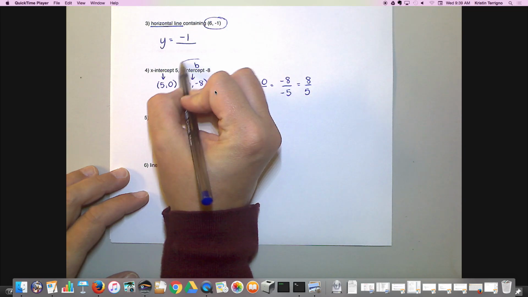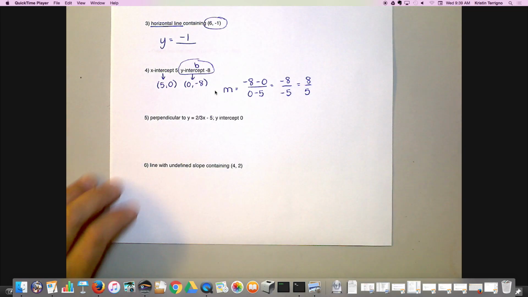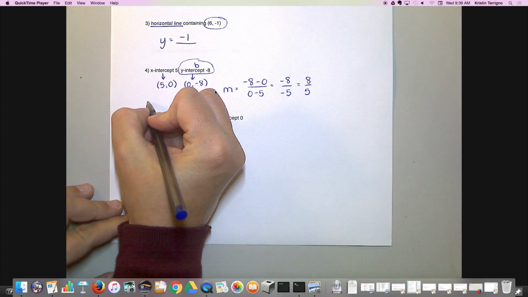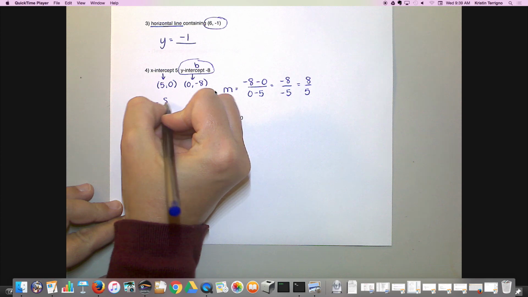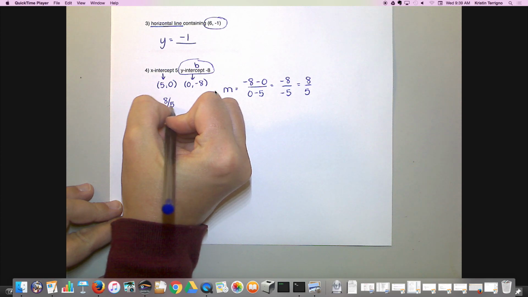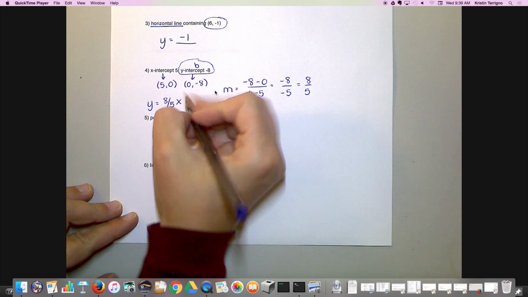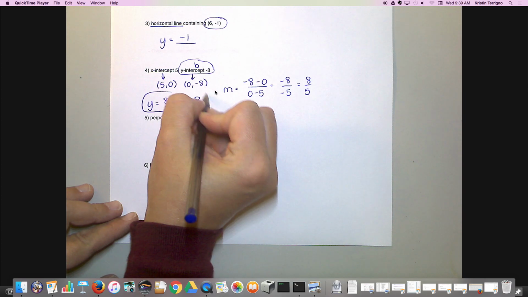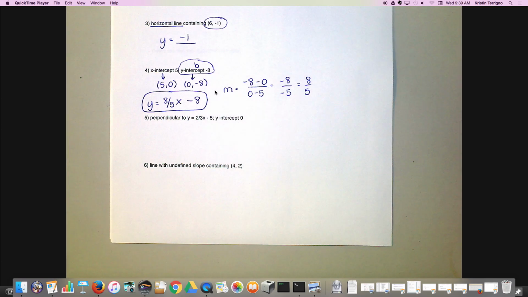Yeah, my y-intercept is right here. I already know what my y-intercept is. So my slope is 8 over 5. And so I can just go 8 over 5 x minus 8. There we go. Good with that? Questions there?